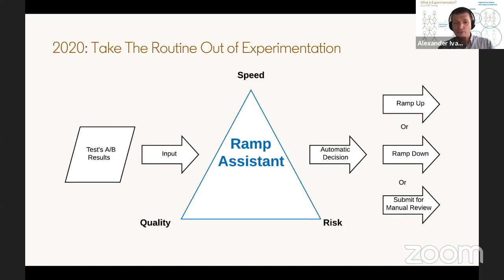And we developed a service called Ramp Assistant that takes A/B test results as the input, and makes an automatic decision to ramp the test up, ramp it down, or submit it for a manual review by a human. This Ramp Assistant is based on a framework called SQR, which stands for speed, quality, and risk. The information about the paper that it's based on will be available on the reference page.